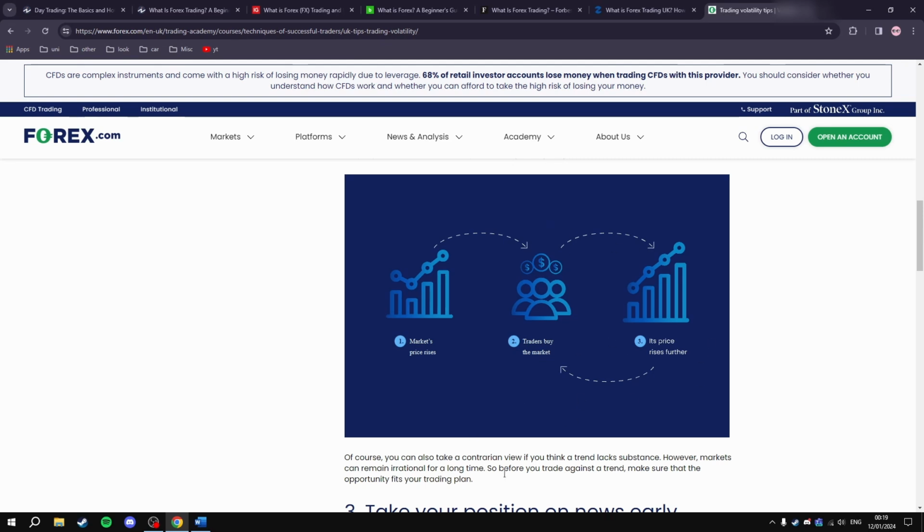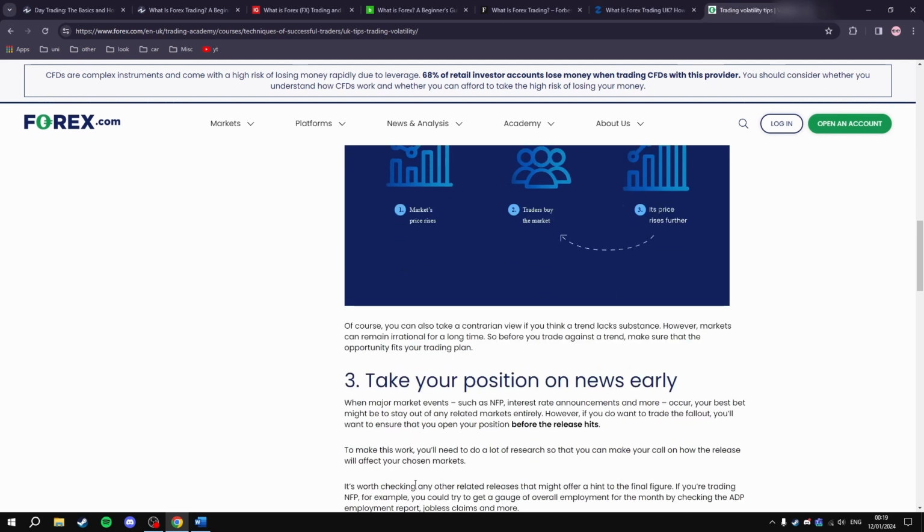Of course, you can take a contrarian view if you think the trend lacks substance. However, markets can remain irrational for a long time. So before you trade against the trend, make sure that the opportunity fits your trading plan.